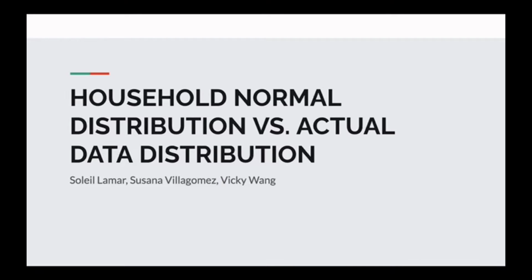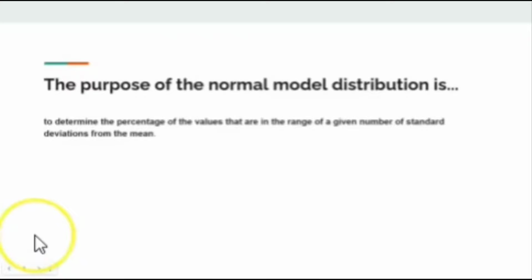Hi guys, the quantitative variable our group have chosen is household size. So today, me, Susana, and Soleil will be analyzing the household normal distribution versus the actual data distribution. What is the purpose of a normal model distribution?